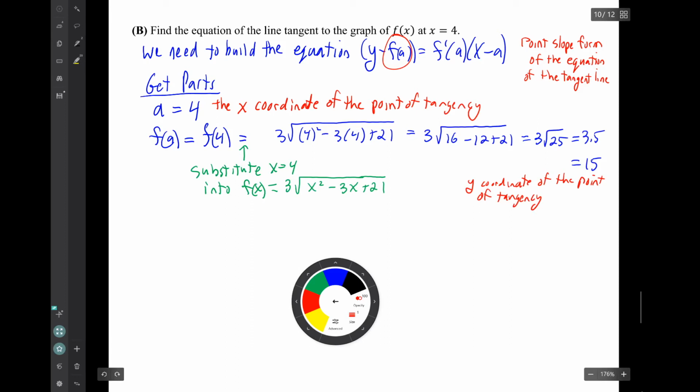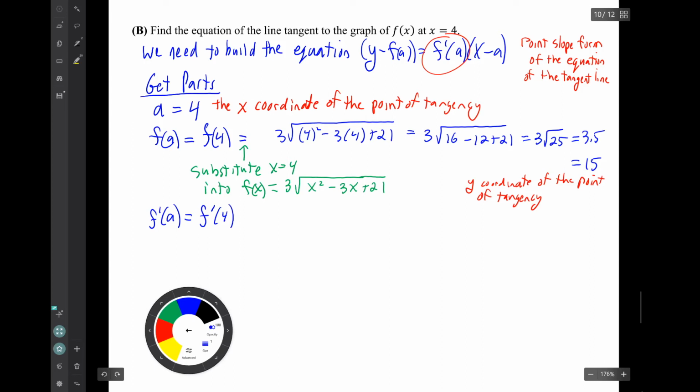All right, our last part that we need to get is f prime of a. And of course that means f prime of 4, because our value of a is a equals 4. And remember what this means. It means that we substitute x equals 4 into the formula for f prime. This does not mean to find the derivative of 4. The derivative of 4 would be the number 0. That symbol there means to substitute x equals 4 into the formula for f prime of x.